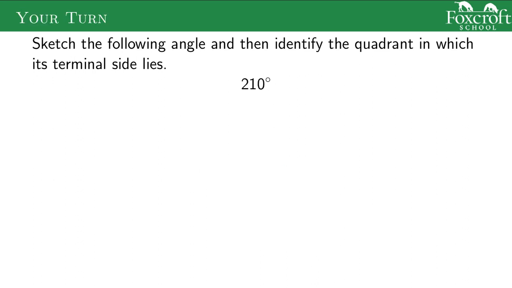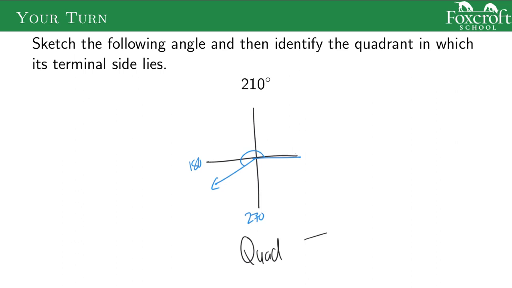All right, so go ahead and do this on your own. You're trying to sketch 210 degrees. All right, I'll show you the answer in 3, 2, 1. 210 looks like that. It's bigger than 180, but smaller than 270, so it ends up in quadrant 3.